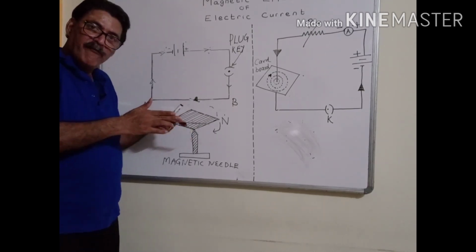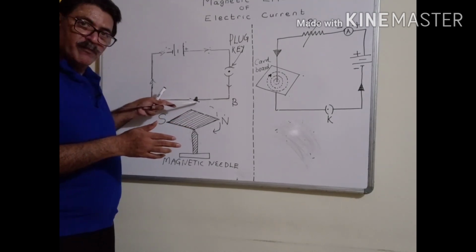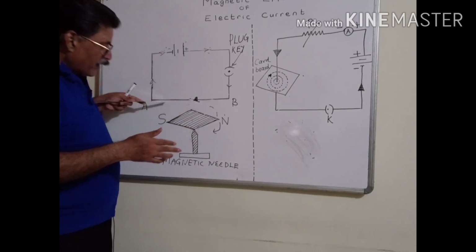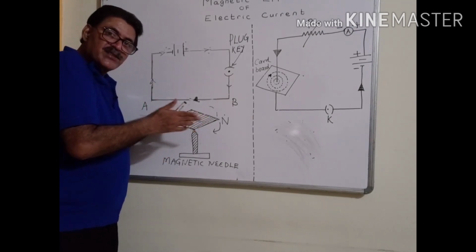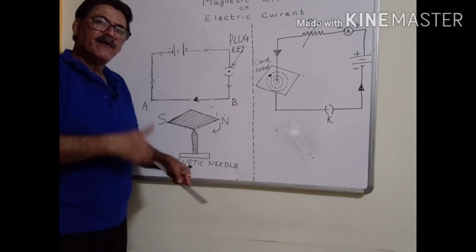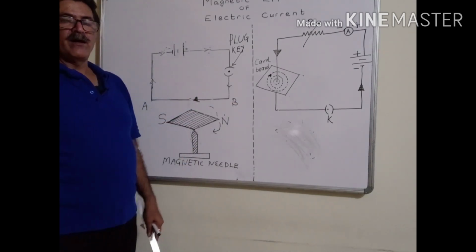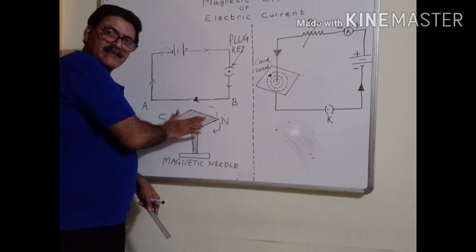So as you move away from the conductor, the strength of the magnetic field produced by this conductor because of current flowing through it is less. And if you go near the conductor, the strength of the magnetic field produced due to current flowing in it will be more.